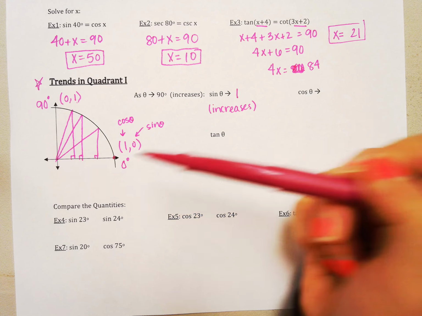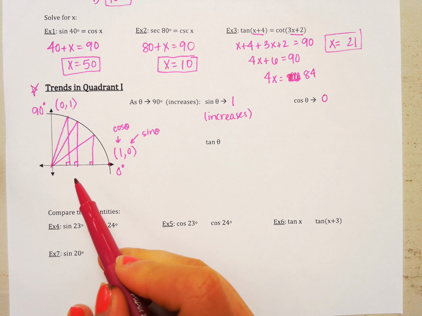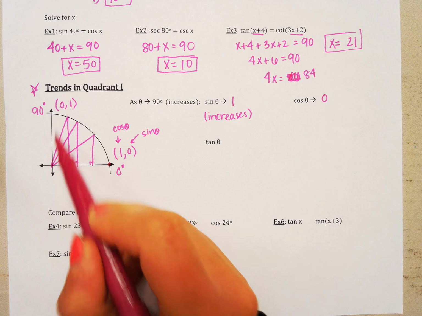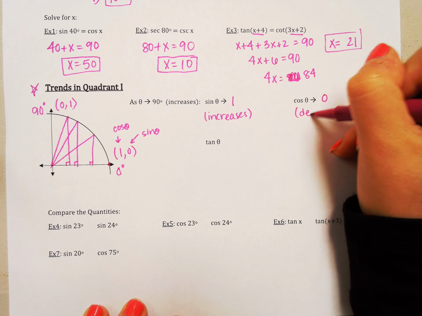The opposite is actually true for cosine. So as my angle increases, as I'm getting closer and closer to 90, going this way along my unit circle, my cosine value goes from 1 to 0. So you can kind of see that in my triangles. My adjacent side, instead, is actually getting smaller and smaller and smaller. So this instead decreases.